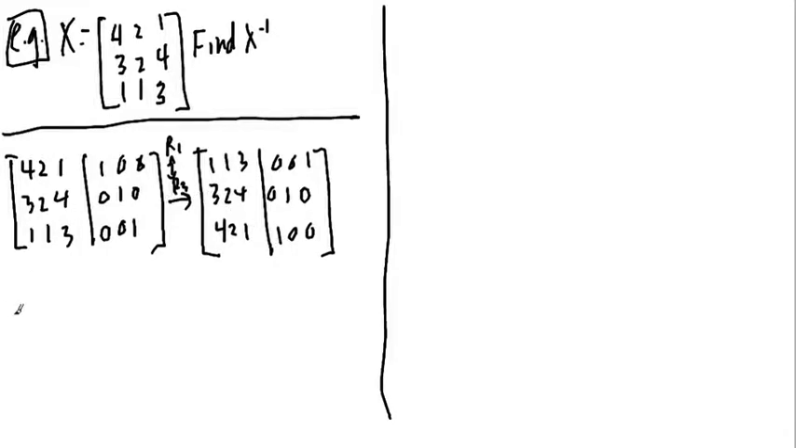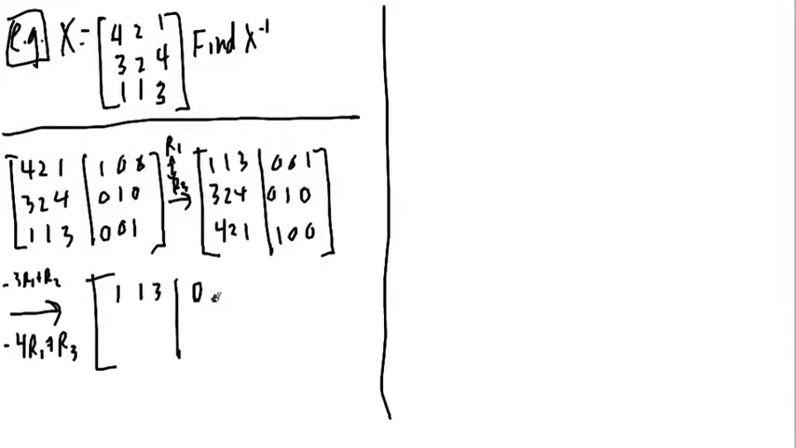Now we want to get rid of this 3 here, so negative 3 row 1 plus row 2 will get rid of that 3. We want to get rid of the 4, so negative 4 times row 1 plus row 3 will give us that. And what we're left with then is 1, 1, 3, 1, 0, 0, 1 on top. That becomes 0, 1 times negative 3 plus 2 is negative 1. And 3 times negative 3 plus 4 is equal to negative 5.